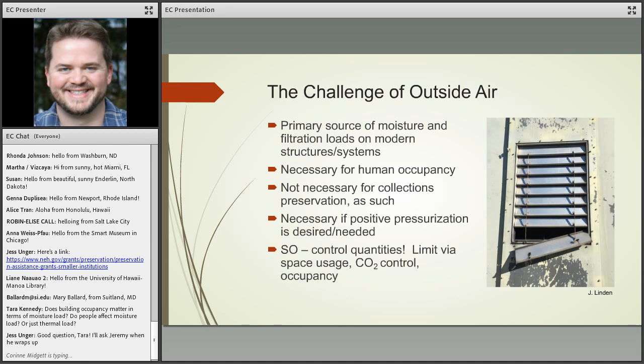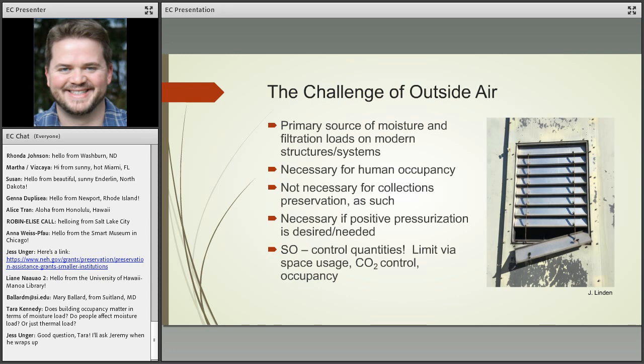So if we have a space with no regular occupancy, with no people, the question is, do we really need to bring a lot of outside air in? And the answer is typically no. There are a few specific situations or scenarios where we're talking about significant off-gassing, or where we have collection materials, and this happens more often than not primarily in natural history collections, that are actually off-gassing or generating something that is truly harmful for human health.